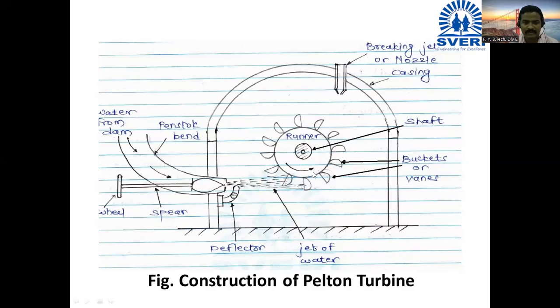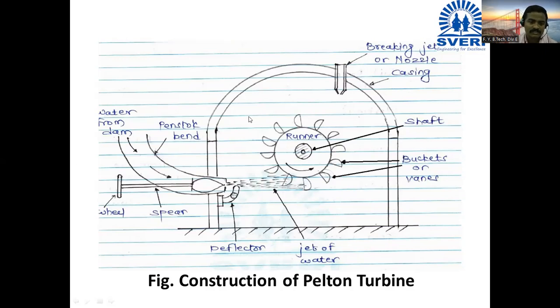Actually, the working is very simple. What you visualize, you just have to put into words. Our main purpose of this Pelton turbine is to generate mechanical power, and that mechanical power will be utilized to convert to electrical energy by using a generator. The generator is fitted in series after this turbine, and the shaft is common.